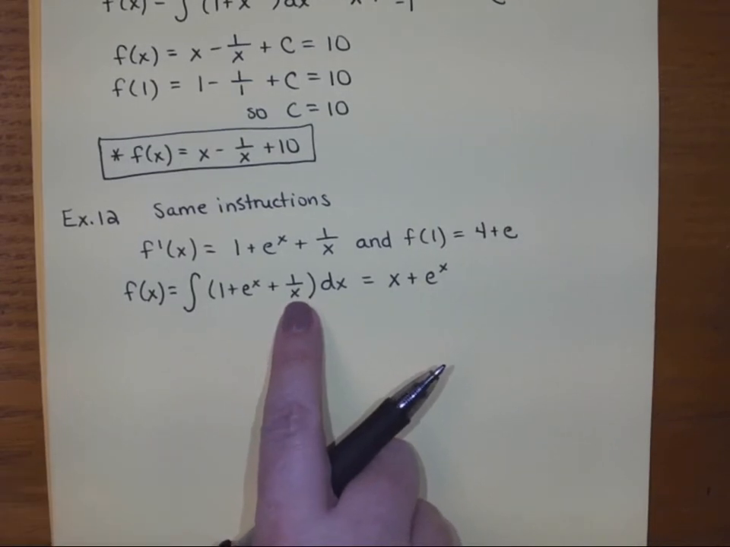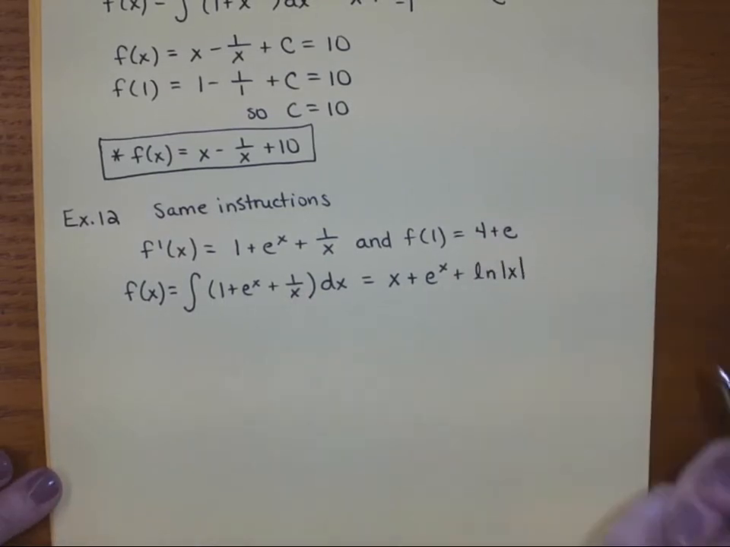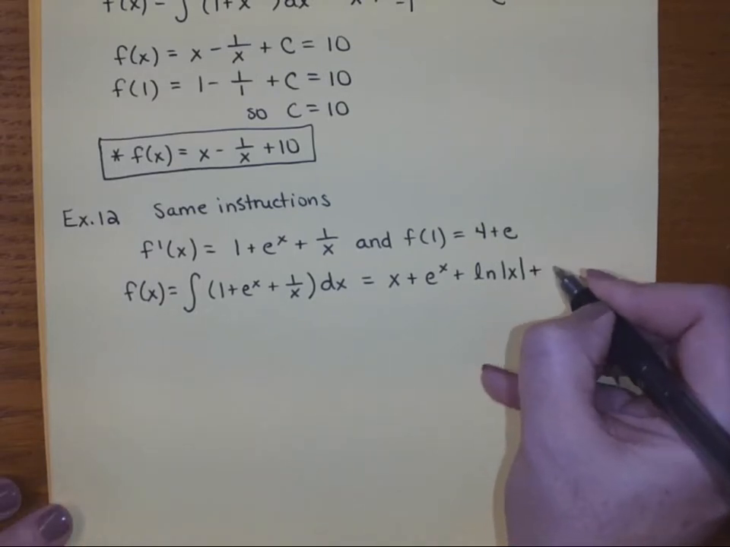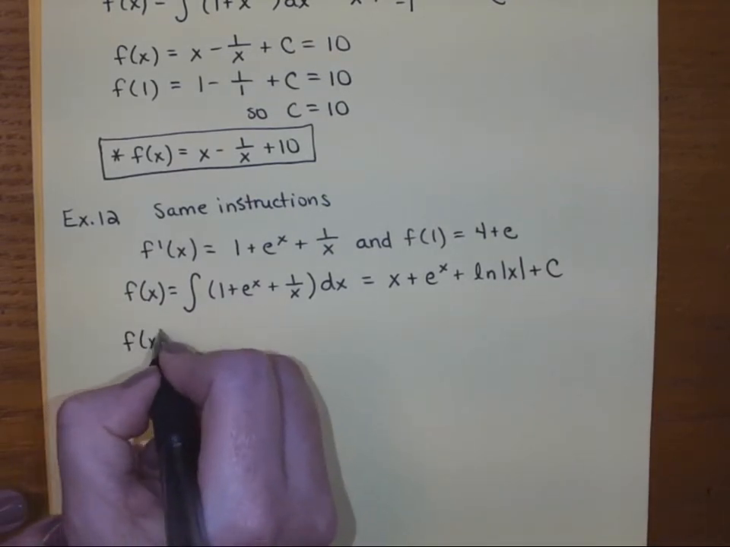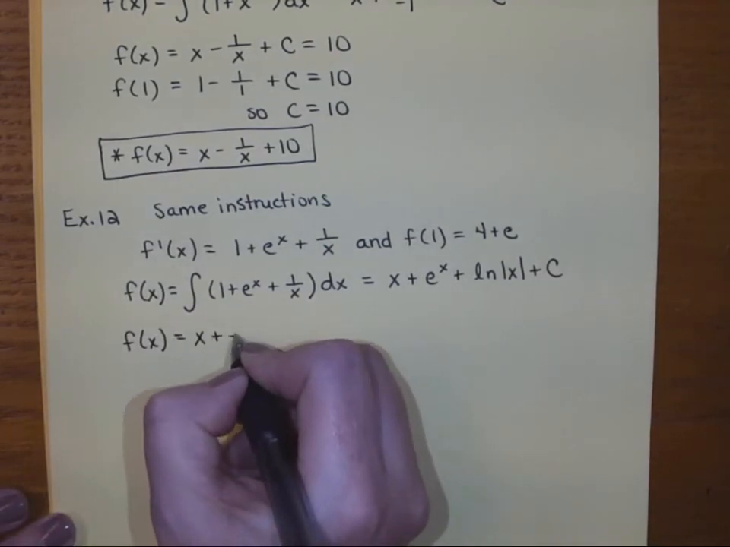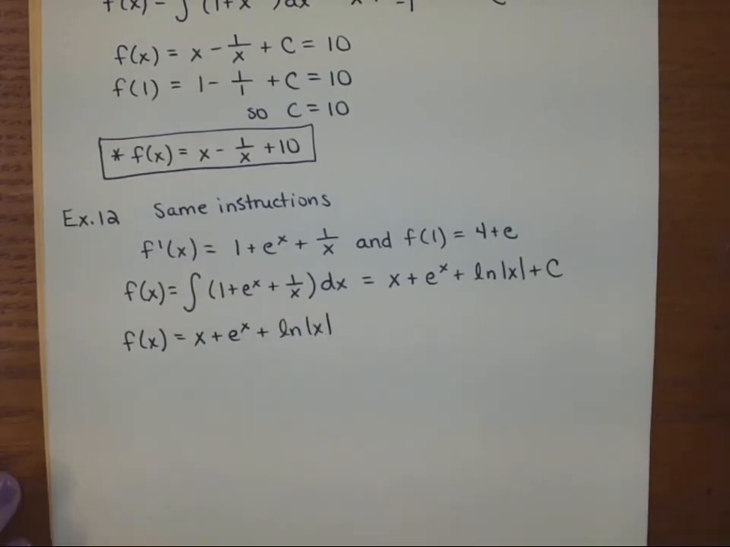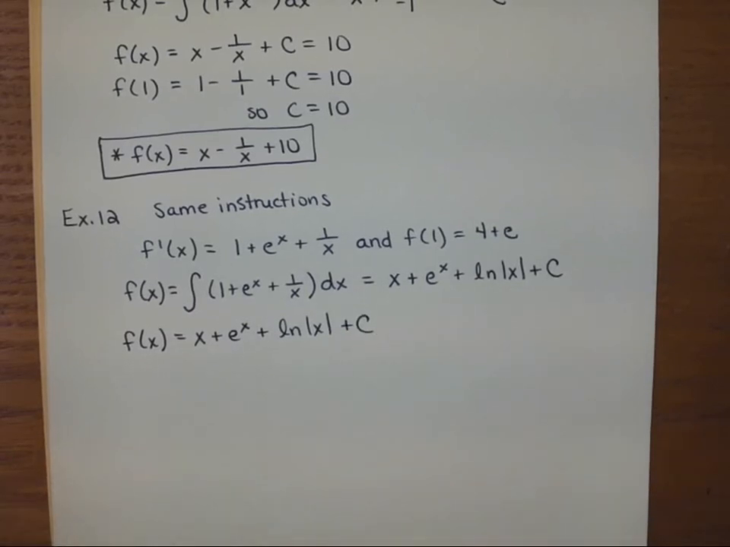So think to yourself, which function gives me 1 over x as its derivative? And the answer is ln. Remember, we have to do these absolute value bars to verify that we don't get a negative number there or 0. And then we're going to say plus c. So here's my function, almost complete, right? x plus e to the x plus the natural log of x. But what I really need to know is what's that c going to be?